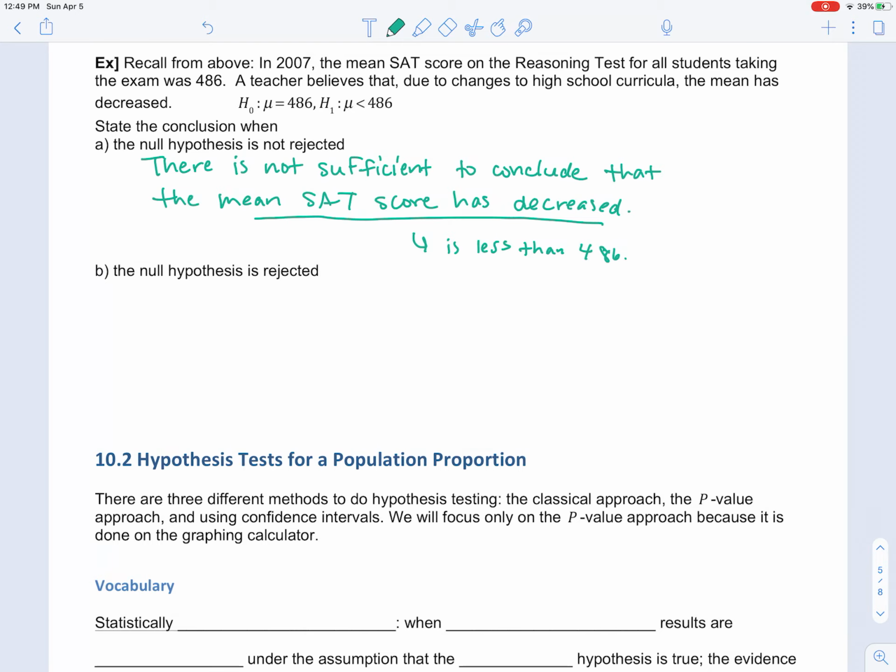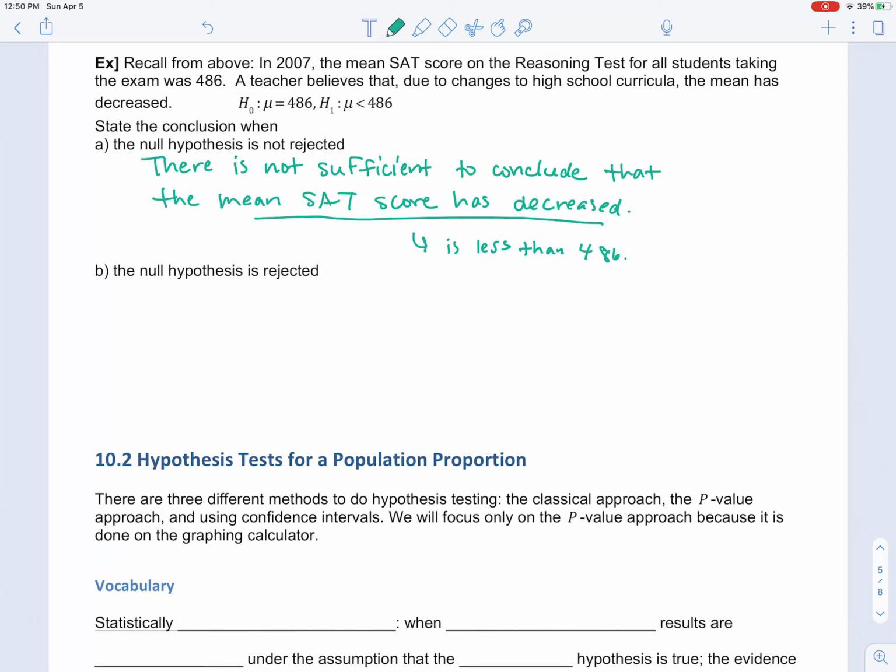That would also be okay. There isn't always necessarily only one correct way to write this. Just make sure that in your conclusion you are restating the alternative hypothesis in some form. Using the context of the problem, you want to say mean SAT score. You don't want to just say mu. You want to be a little bit more specific.